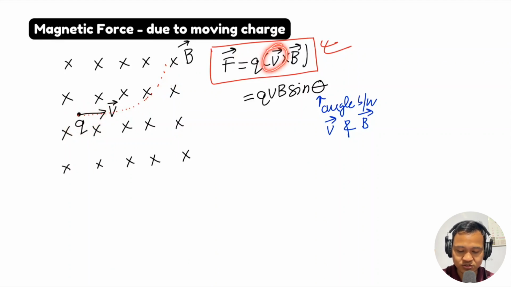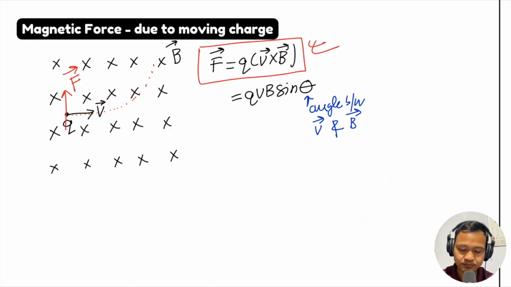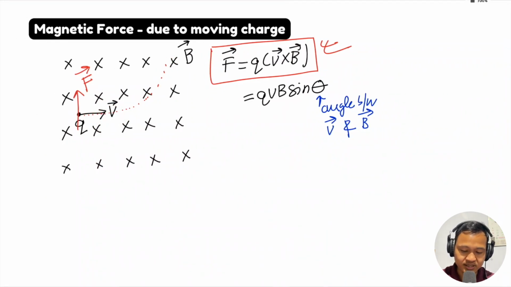So the first vector is v. Take your right hand, follow the first vector, and face your palm towards the second vector, so inward. If you curl your fingers, the thumb will be pointing along this side. V cross B gives the direction, so the force is acting along this side, and the charge starts getting deviated. That is the direction of force.